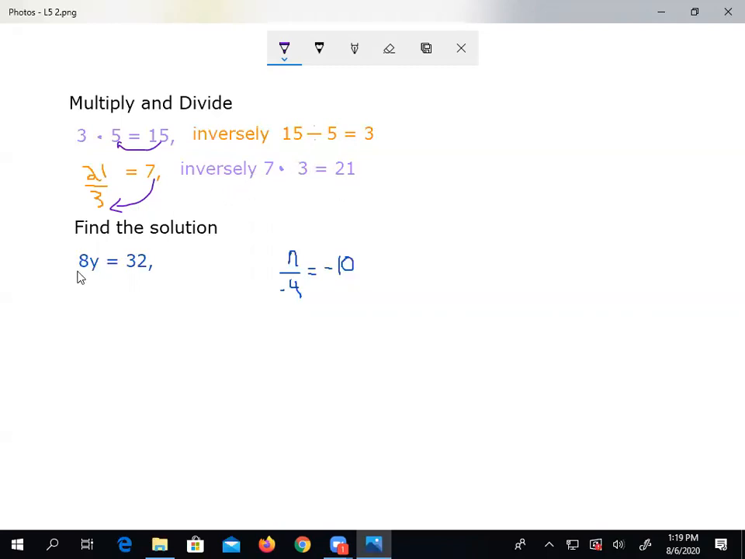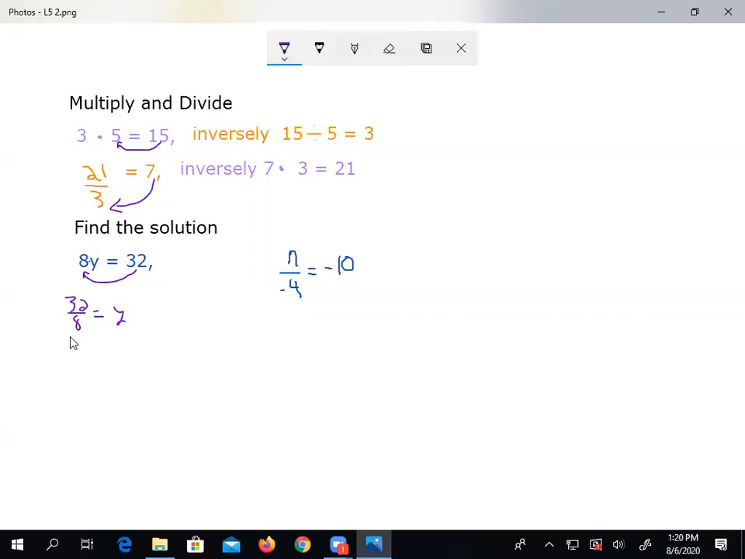How this may help is if I have an equation like 8 times y equals 32, and I'm looking for the solution to this, since these are connected by multiplication, inversely you can go backwards and say, well, 32 divided by 8 must give me what y is.